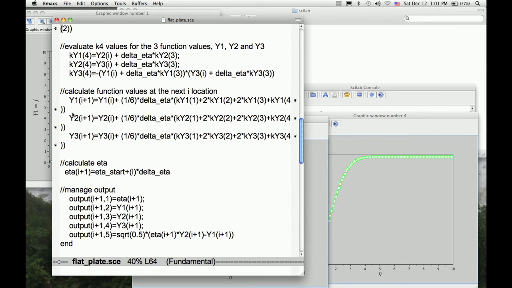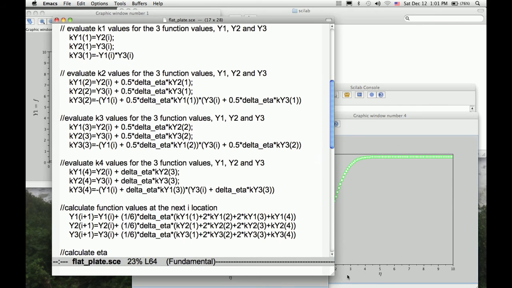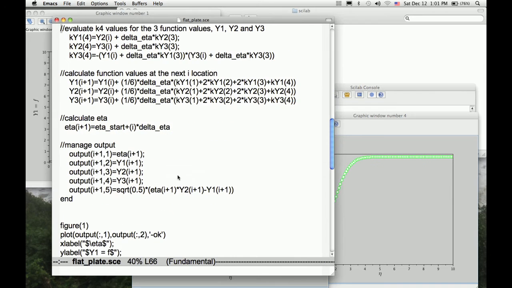So this is again part of the boundary, the Runge-Kutta solution. When I calculate the function values at the next location, all I do is take y1. Basically, y1 is f, y2 is f dash and y3 is f double dash. So that is what these things mean.